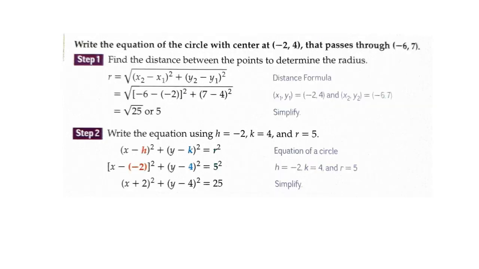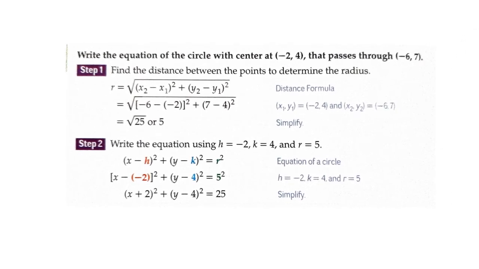In this example, we're going to write the equation of the circle with center at -2, 4 that passes through the point -6, 7. So the first step here is to find the distance between the points to determine the radius. So we need to find the radius by using the distance formula. So we have r equal to the square root of x2 minus x1 squared plus y2 minus y1 squared.